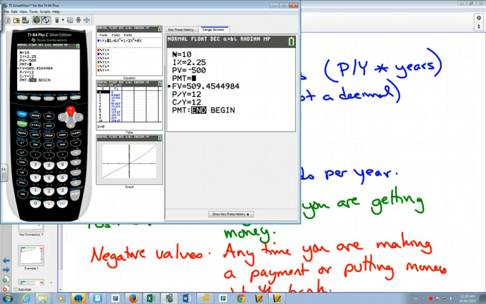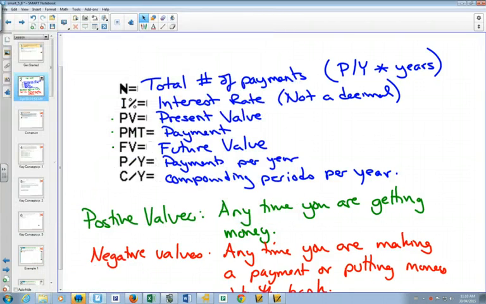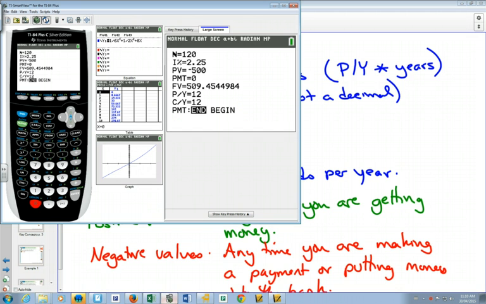So I would have to have my n be 120. And that's why I put on our note here on the board that total number of payments is payments per year times the number of years. So if you did payments per year was 1 over 10 years, then that's going to be 10. If payments per year was 12, like we have right now, then this would need to be 120. And now when I go to solve this again, it's exactly the same number that we had solved before.